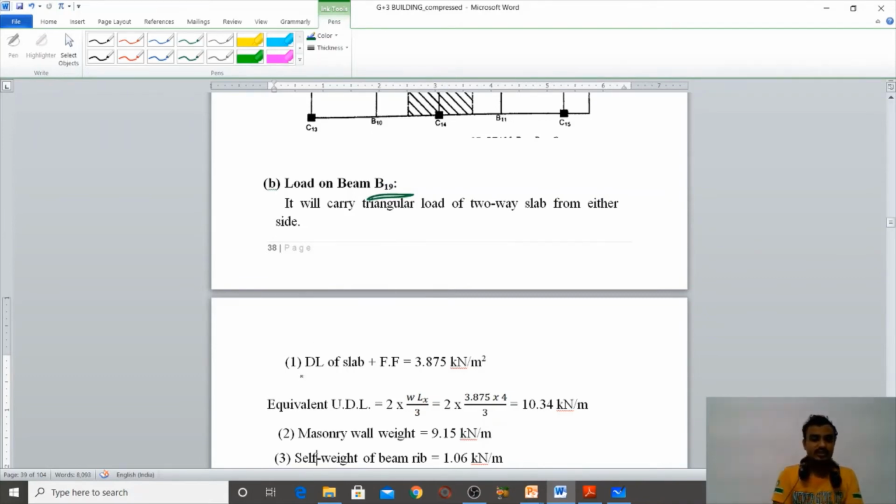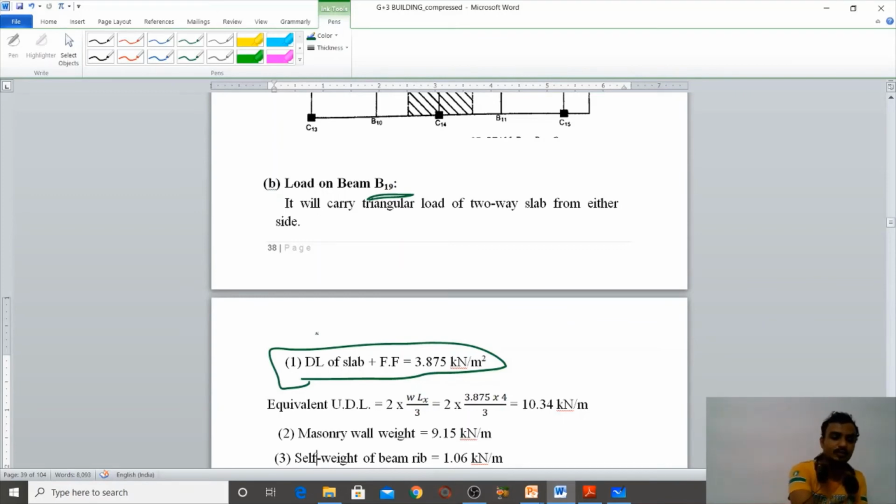The load on the slab is almost the same because there is no change in the thickness and no change in the floor finish load. So the load on the slab is 3.875 kN per meter square, which is dead load. Now we need the equivalent UDL. So this is 3.875.